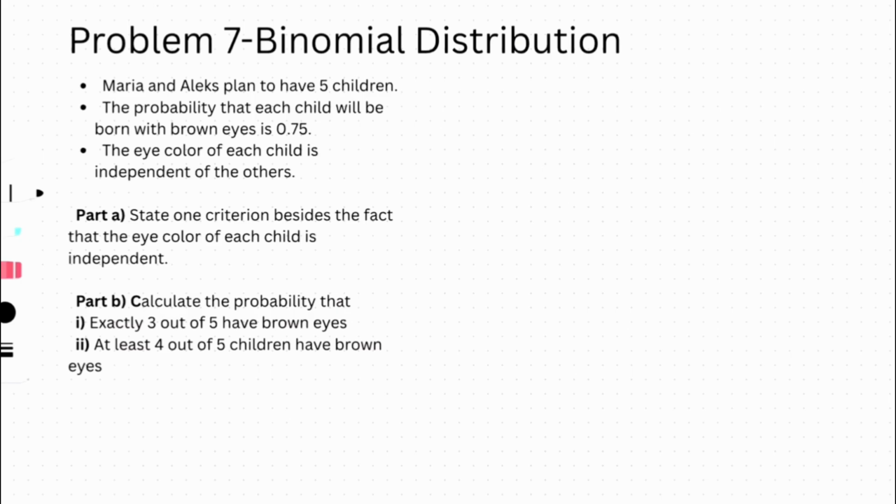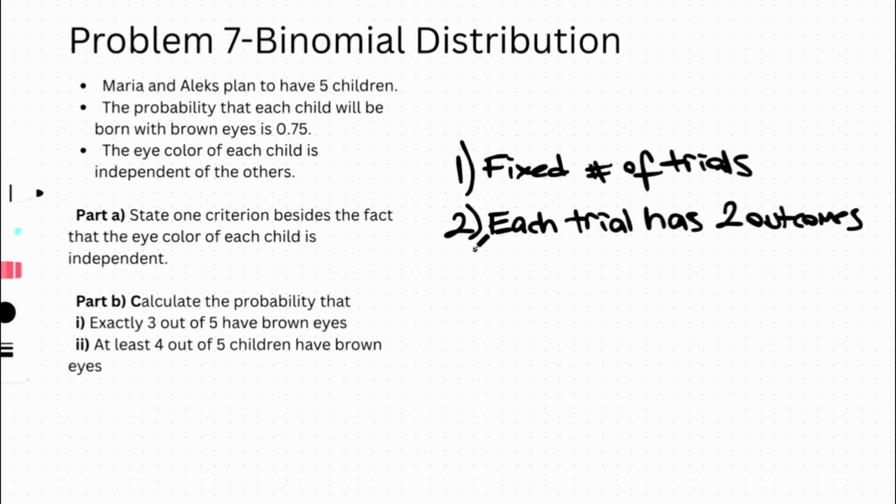In part A, we will state one criterion besides the fact that the eye color of each child is independent of the others. For a binomial distribution to be appropriate, there are 3 more conditions that must be met. Number 1, there is a fixed number of trials. Number 2, each trial has only 2 possible outcomes, success and failure. And number 3, the probability of success, having brown eyes, is the same for each trial, which is 0.75.